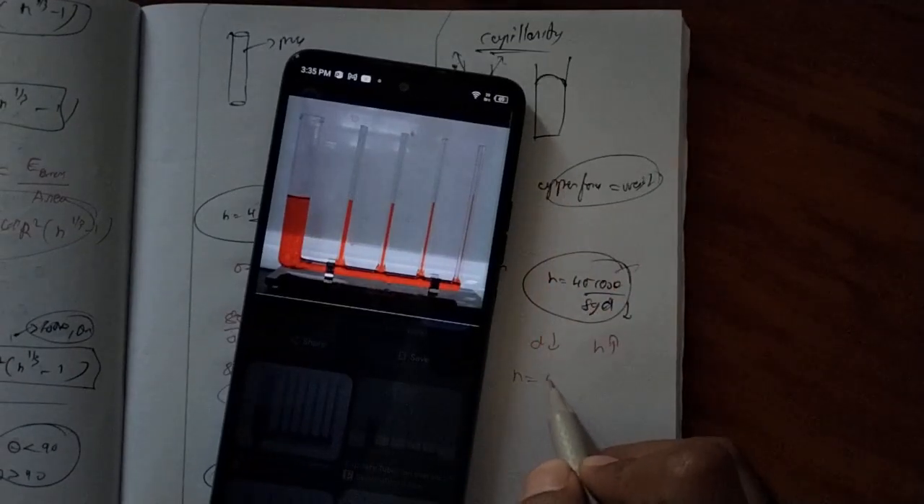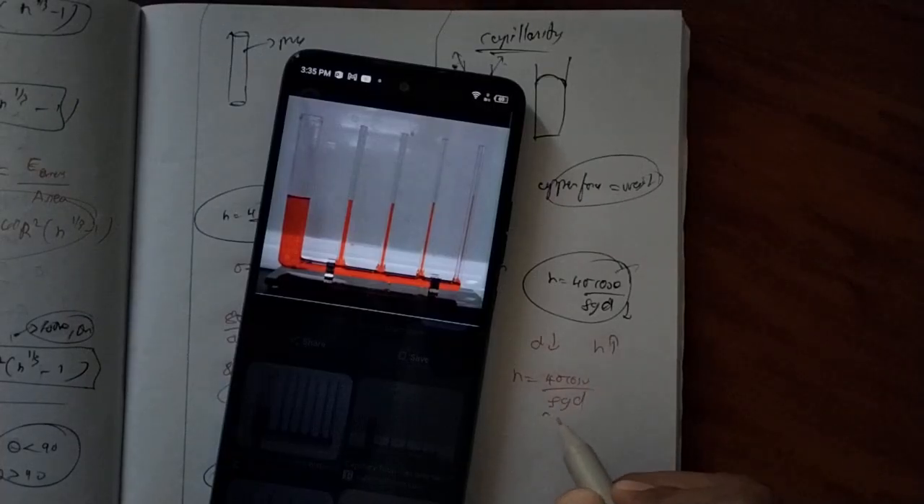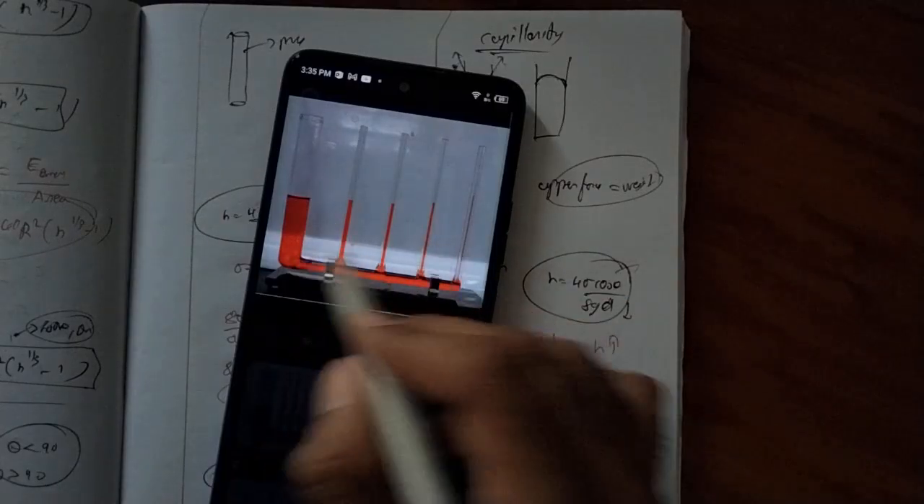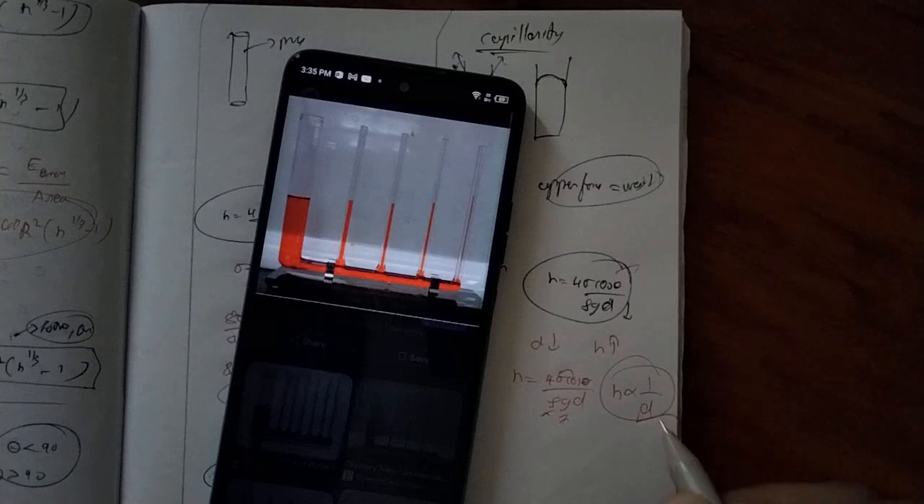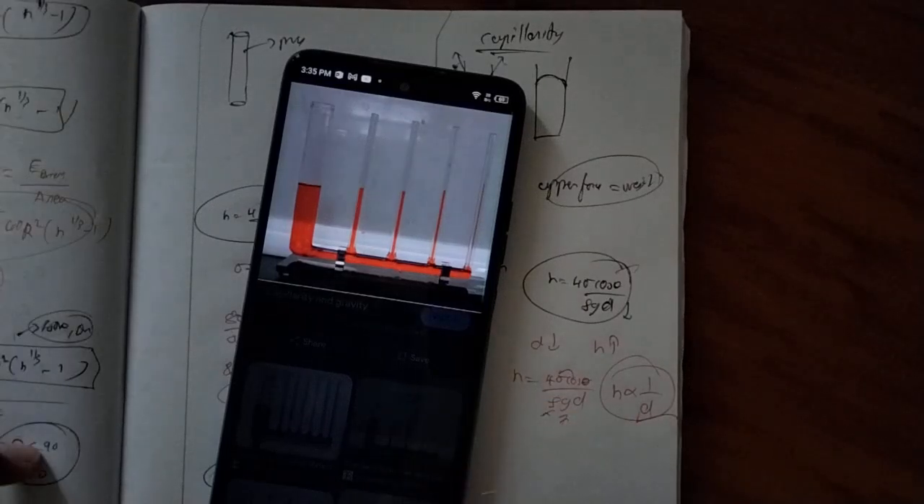So h equals 4 sigma cos theta divided by rho g d. Density is the same, gravity is the same, sigma is the same, all kinds of liquid are the same, and theta is also the same. So the height is inversely proportional, 1 by d. In this topic they will also ask a few questions.